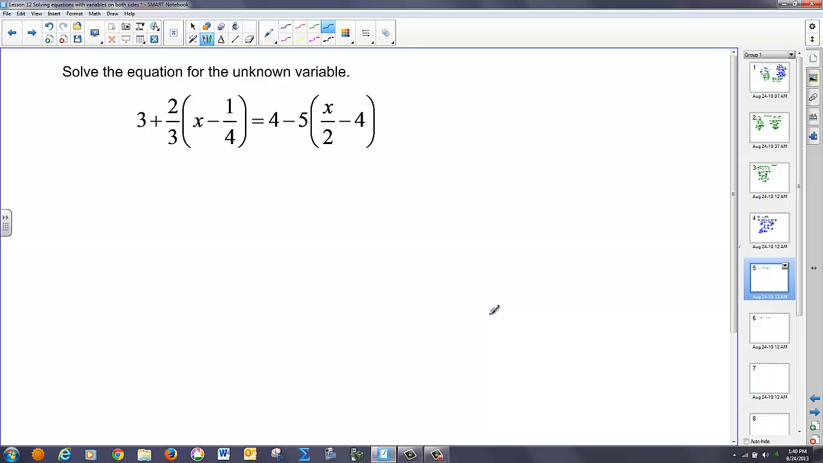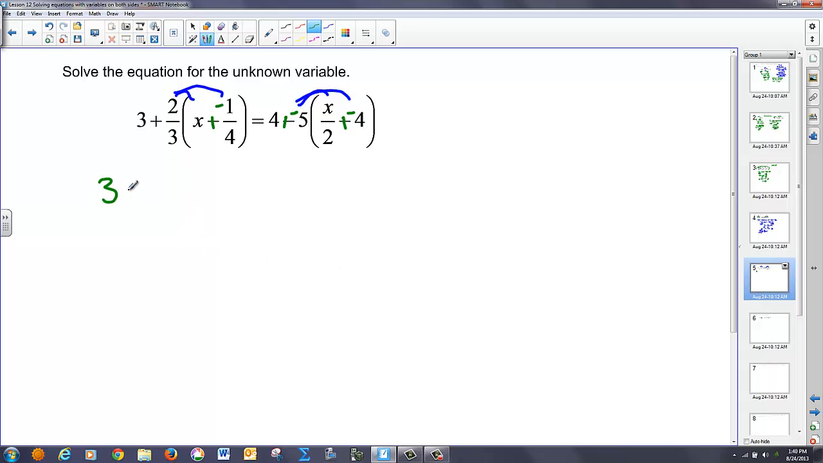So in this next problem, again, we have multiple distributions we have to do, and we also have fractions. So let's see how we're going to handle this. I'm going to distribute through just like I did in the last problem. I also have these subtractions, so I'm going to add the opposite once again every time I see a negative or a subtraction.